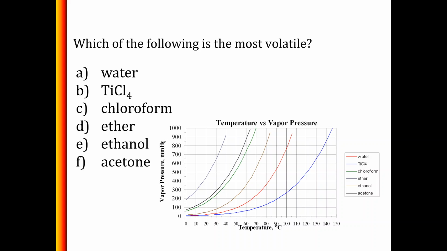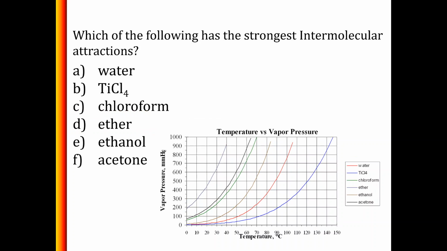Okay, so hopefully you said that this line all the way to the left would be the most volatile. And why do I say that? Well, because at the lowest temperatures, it has the highest vapor pressure. So even at 10 degrees C, it has the highest vapor pressure. Or you could say even at 10 degrees C, it changes phases. Okay, so what's our answer? That's the ether line.